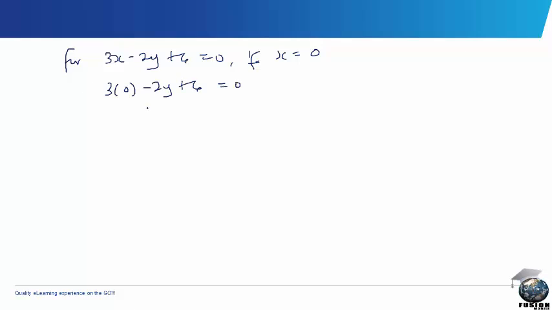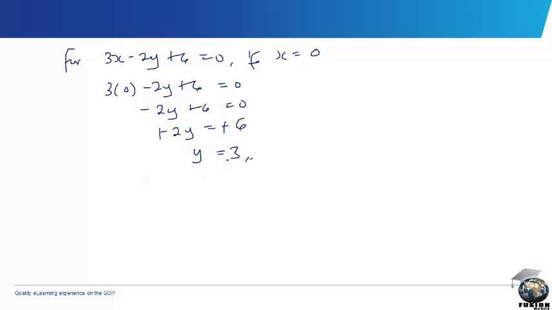For the second inequality, we have 3x minus 2y plus 6 equal to 0. What if x is equal to 0? Then 3x is replaced by 0, so we have minus 2y plus 6 is equal to 0, and then minus 2y is equal to minus 6, so that y will be equal to 3.